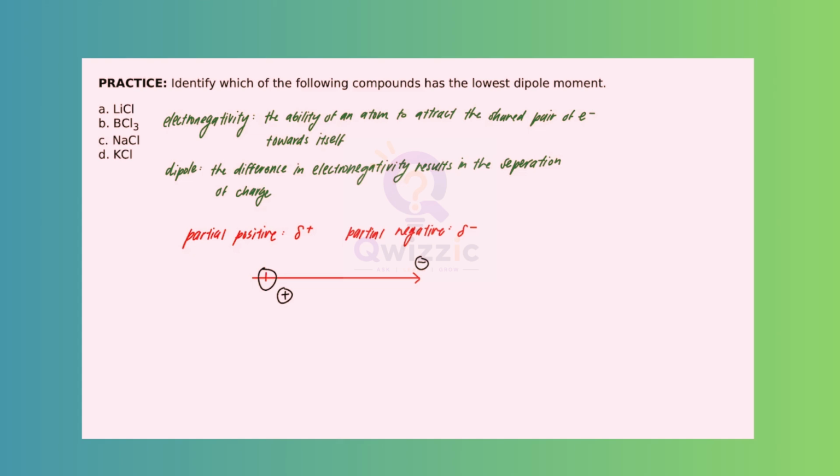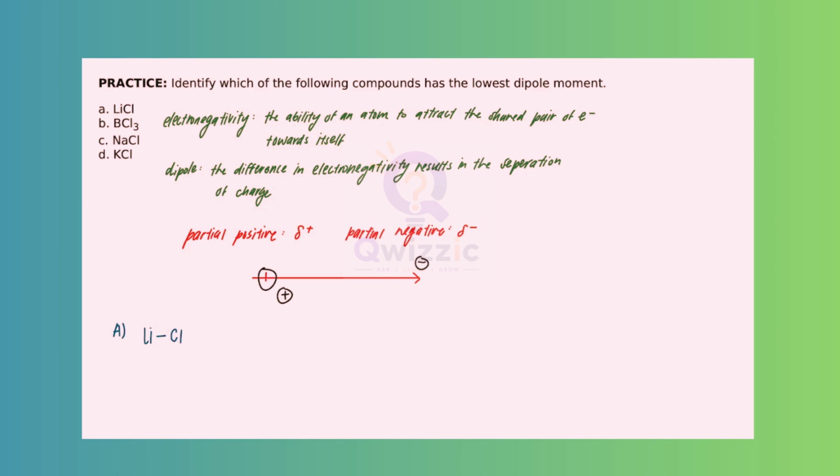and draw in these arrows if necessary. So first thing we could do to do this problem is sort of draw a simplified version of a Lewis structure for each of these compounds. So starting off with compound A, we have lithium and chlorine. So simply just draw the bond itself.